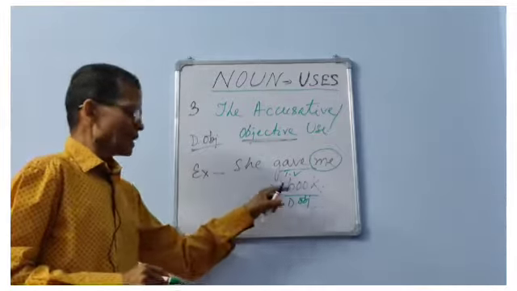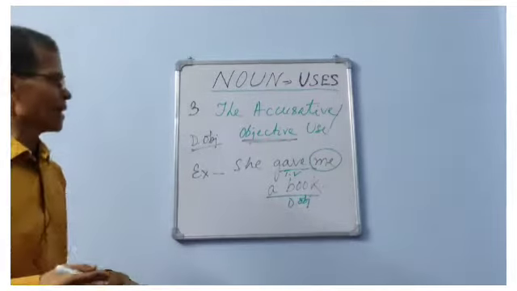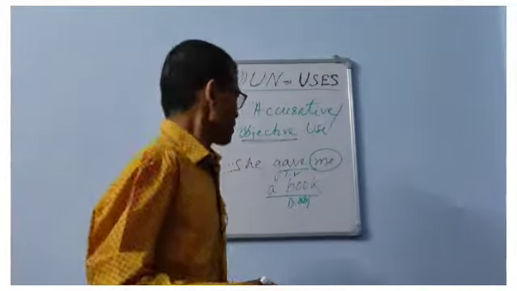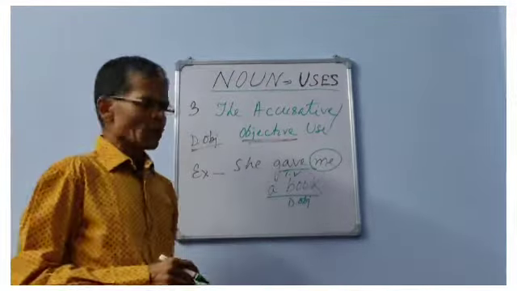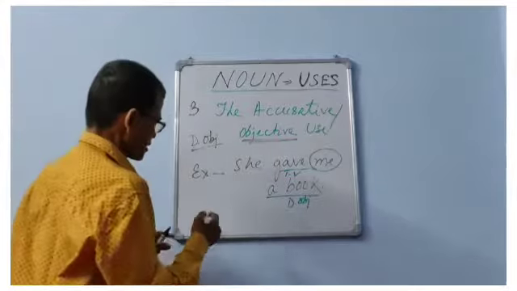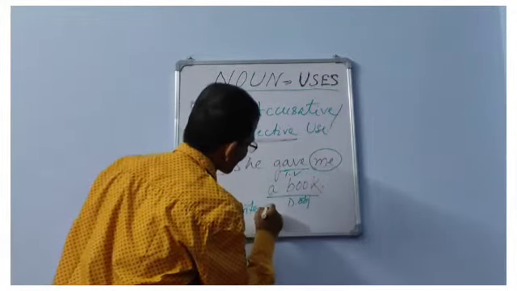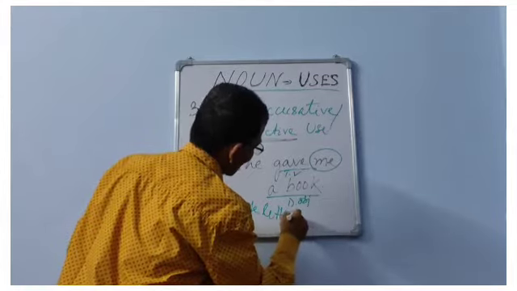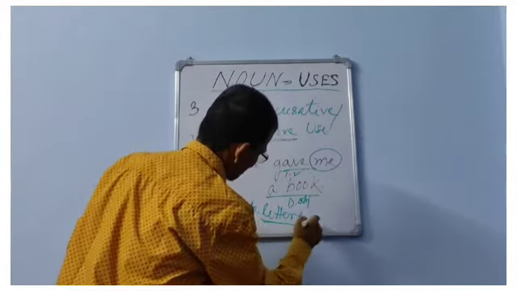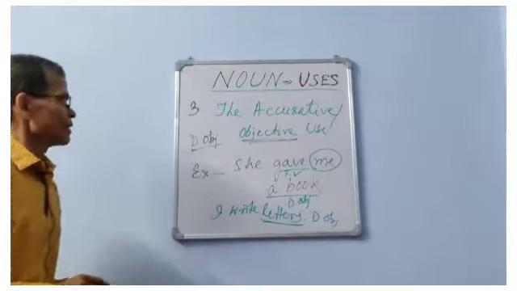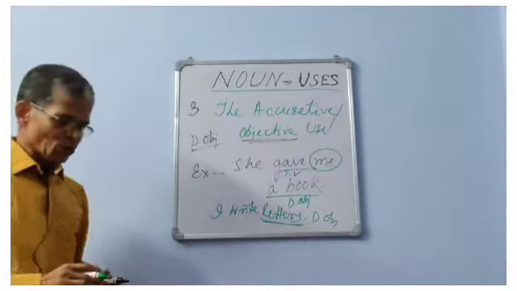She gave a book. We can also say I write poems, I write letters, and here a book is the direct object. For example, I write letters, and here letters is also the direct object, and this is called the accusative use of the nouns.